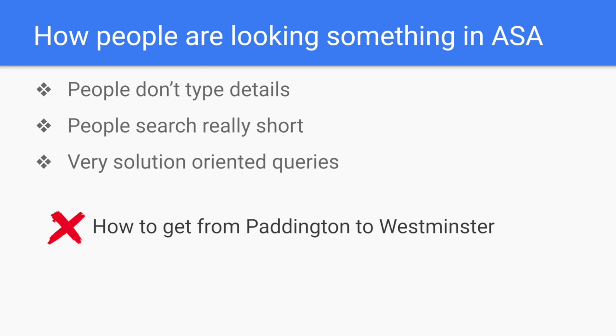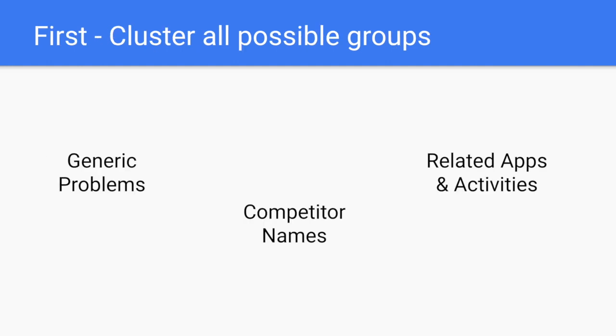So the example here is that people are not looking for something like how to get from Paddington to Westminster. They're actually looking for London Tube map or London Tube, or even shorter, like Tube map. And we have to remember this rule. This is very important. So when we're trying to find several keywords, we use the same approach as everywhere.